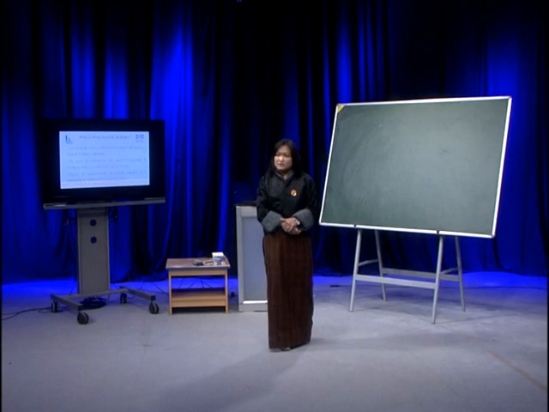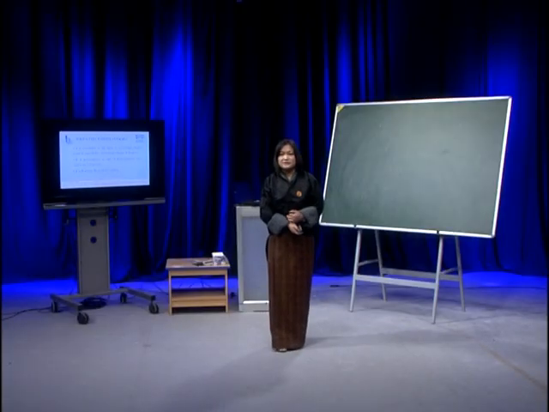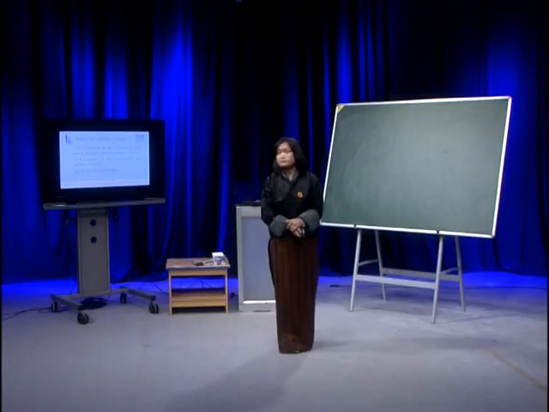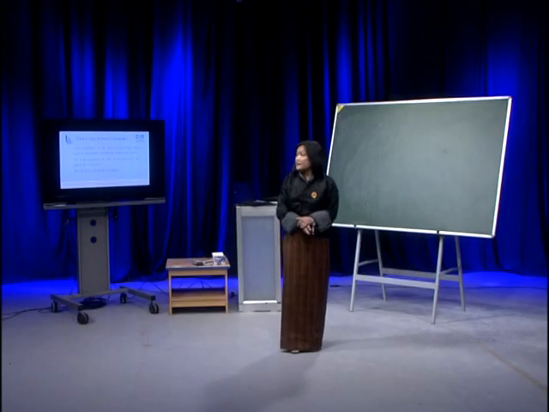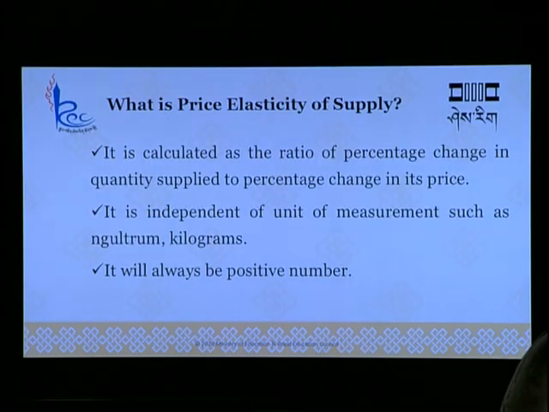The next component is that price elasticity is always positive. This is because when the price increases, the supply increases. When the price decreases, the supply decreases. Therefore, you will see that elasticity of supply is always a positive number. Then the next component is that it is independent of the unit of measurement, such as ngultrum, kilogram, or any other unit, because it's expressed in terms of percentage.